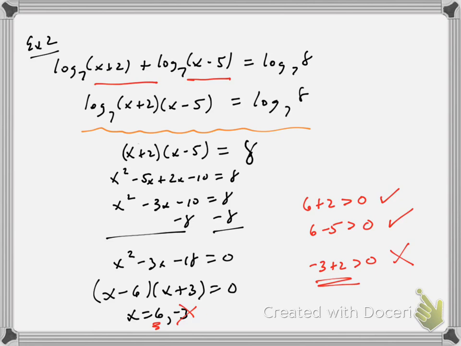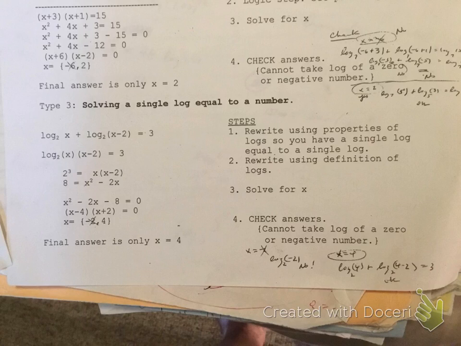Alright, so I'm going to move on here. There's the third type. So count to 3. And I have another picture for this one. This one's a better picture, so I don't have to redo it. This is when you have a single log equal to a number. If you don't have a single log, you got to rewrite it using your properties of logarithms like we just showed you. And then the next step, step 2, is rewrite using the definition of logarithms.